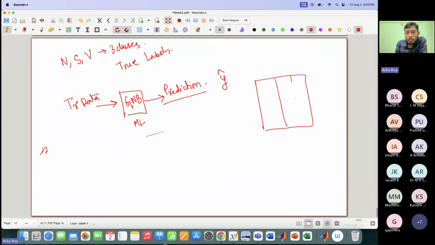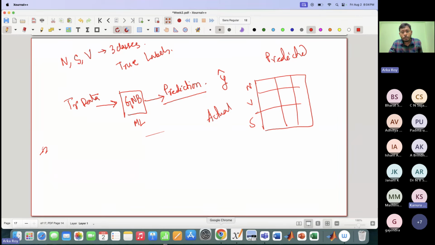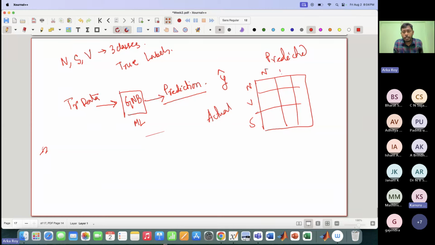So it would look like this. This side will be actual, and this side would be predicted. And this is NVS, or NSV, whatever format you have saved with. And this is the predicted side, NVS. So this is a 3x3 confusion matrix. Yes.